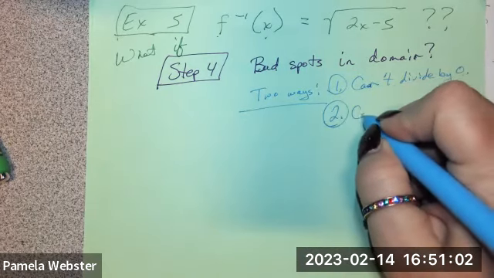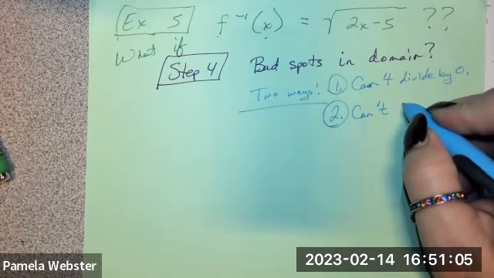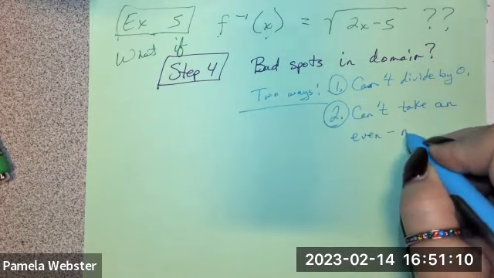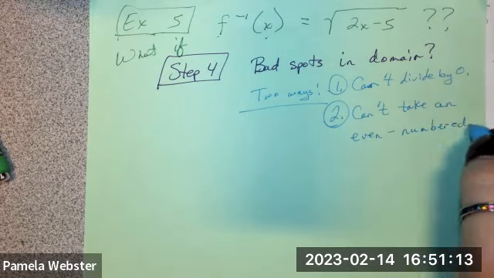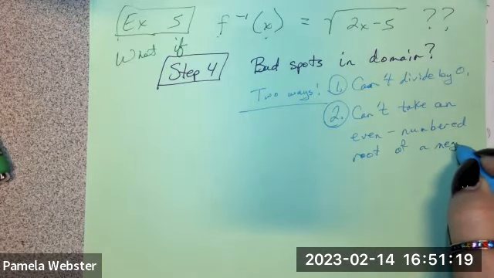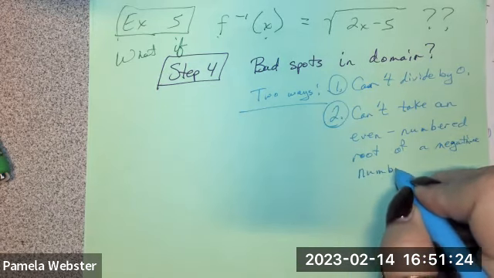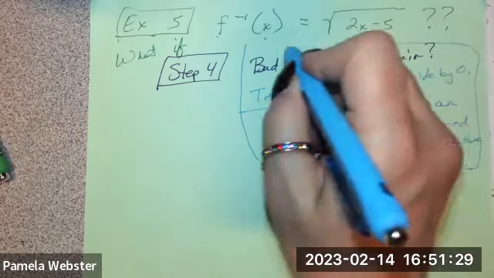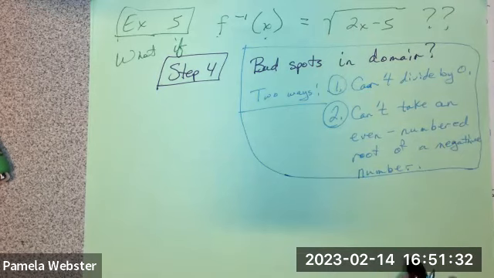But the second way that we can have an undefined statement is you can't take an even numbered root, so be careful about that, an even numbered root of a negative number. Okay, so those are the 2 bad spots that you got to worry about. An even numbered root of a negative number. And so when I look at this problem, let's talk about that. Even numbered root means like a square root or a 4th root or a 6th root, right?